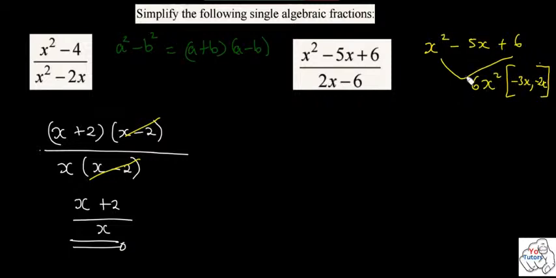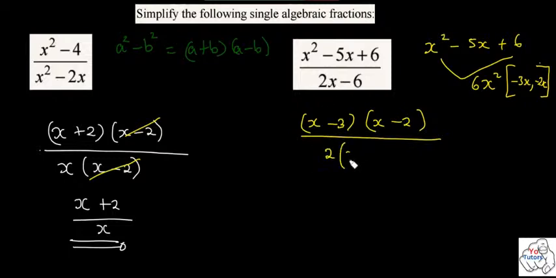Minus 3x times minus 2x, you get positive 6x squared. So what you need to do here is open your two brackets. Then you've got your x, then your x, and here we have minus 3, then minus 2. Over here, you can factor out 2 because it's common. Then you've got x minus 3 as your answer there.